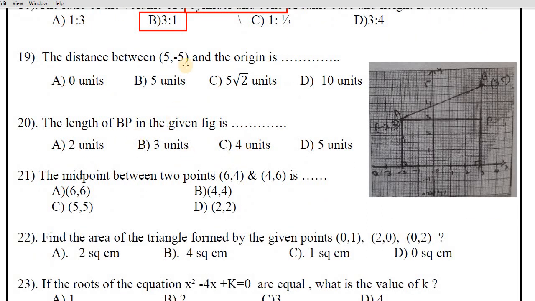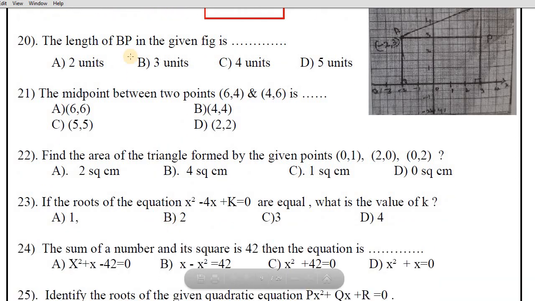Question number 19 children. The distance between 5, minus 5 and the origin. See, I repeated many times children, whenever they are asking the distance from origin, what coordinates are given? So here 5 comma minus 5 is given. Make square of these two and put root for that. So 5 square means how much? 25. And here minus 5 square means 25. So 25 plus 25 is root 50. So root 50 we can write as 25 into 2. So 25 into 2 means 5 root 2 only. Here the right answer for this question is 5 root 2 units.